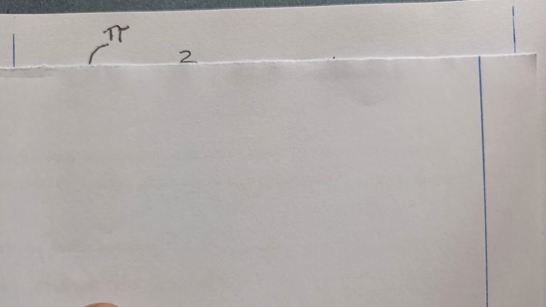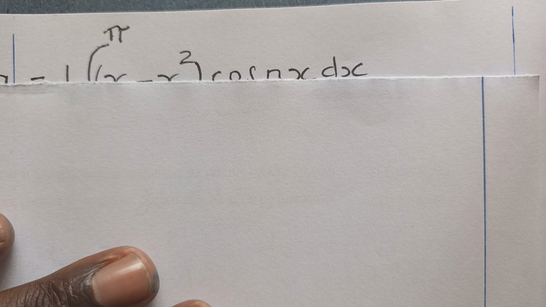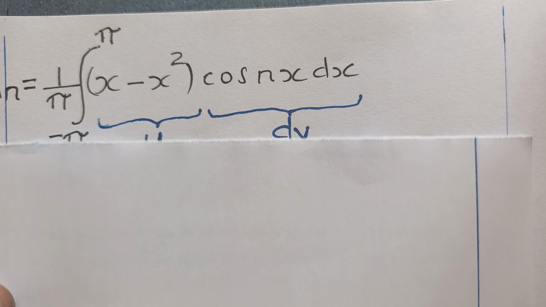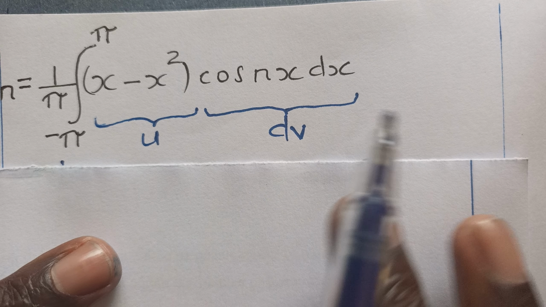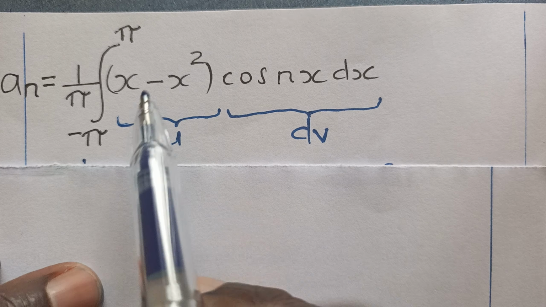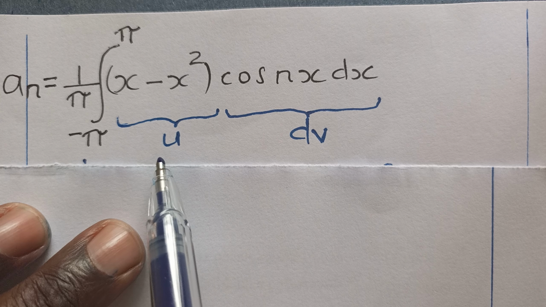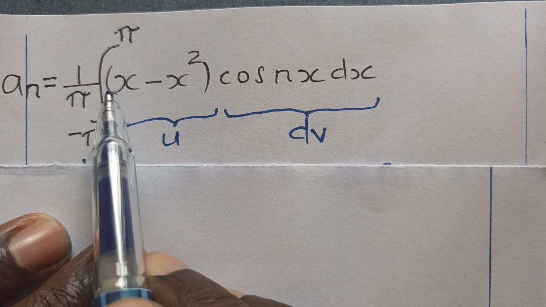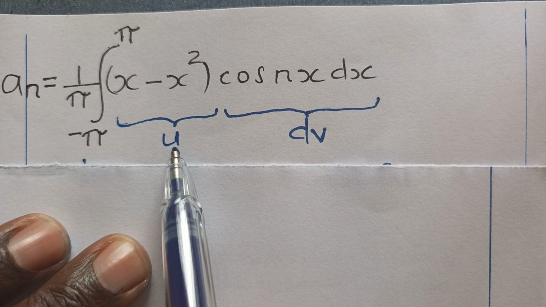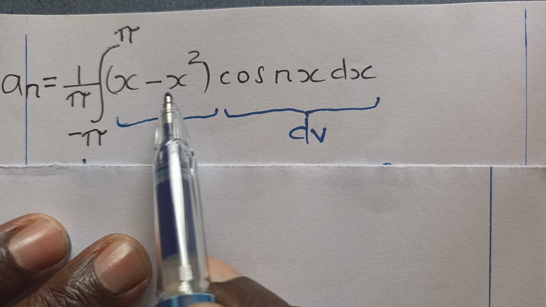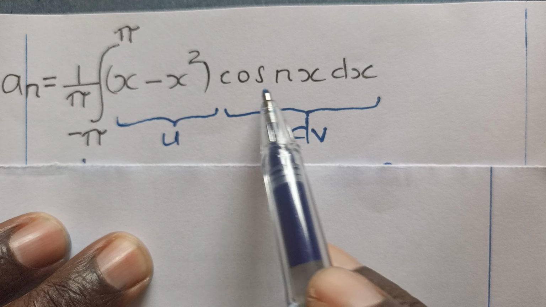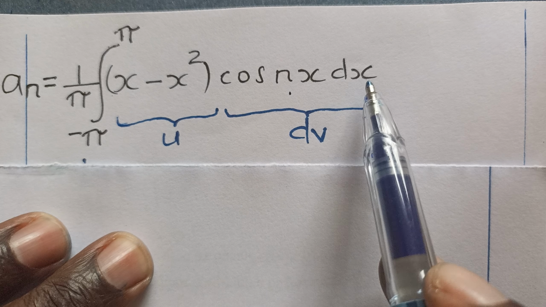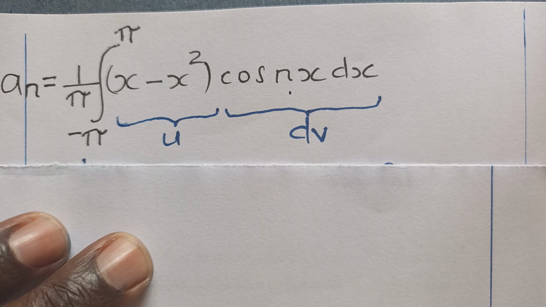The question, I have already done it, and thus we just observe, guys, as I explain. And so guys, we have the equation right here. We want to use what we call integration by parts. And so we say that this first part is u. Here we can give x minus x squared as u, and then cos nx dx, we give it dv.